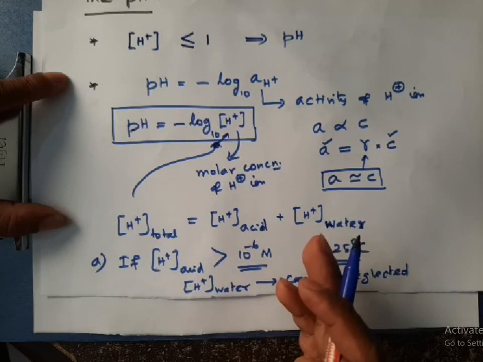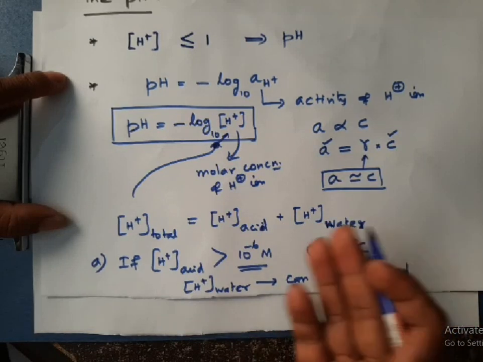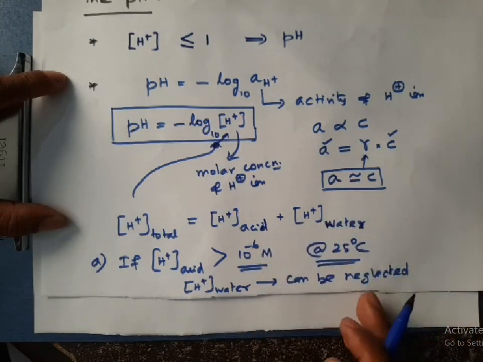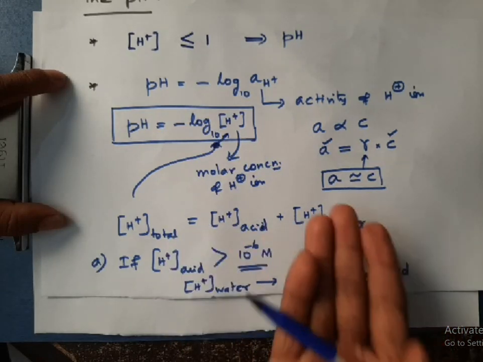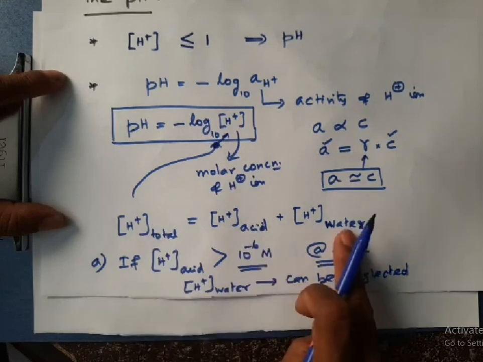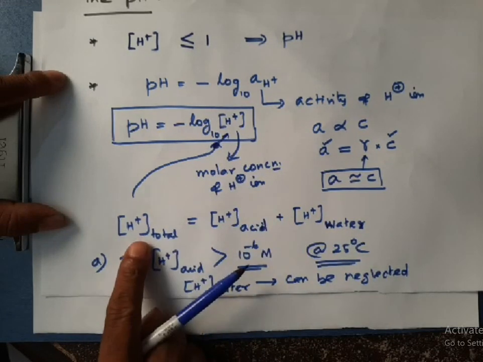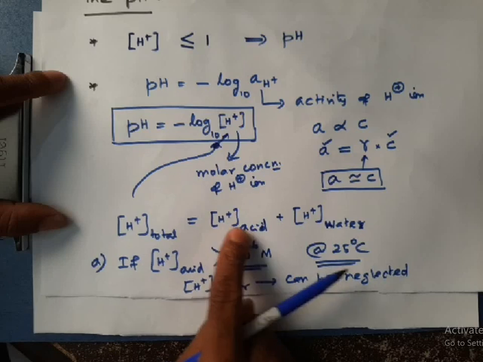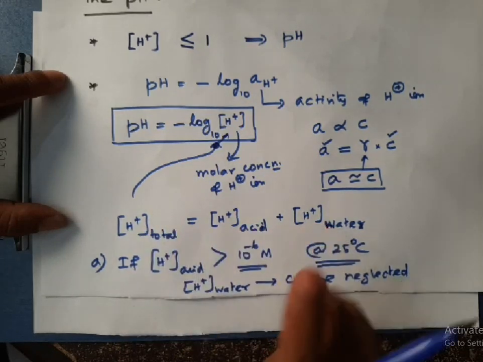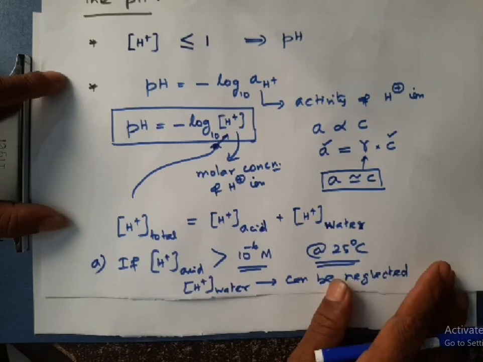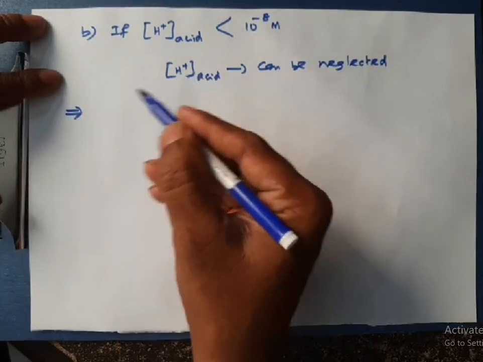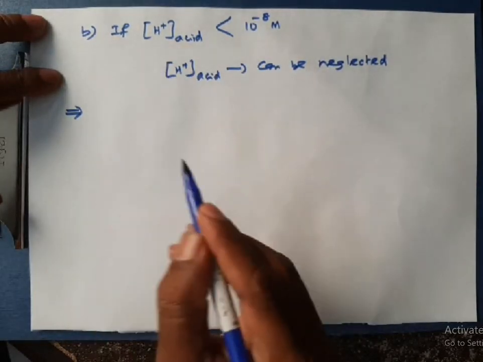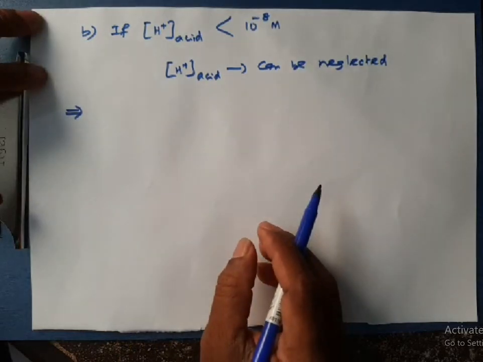But keep this in mind, the solvent need not be water. It can even be ethanol. It can even be ammonia. Depending upon the solvent, you should find the H plus from the solvent. This is applicable for aqueous solution: total H plus equals H plus from acid plus H plus from water. This relation is applicable only for aqueous solution. Now, if you use aqueous solution, then you should consider the ionic product of water.